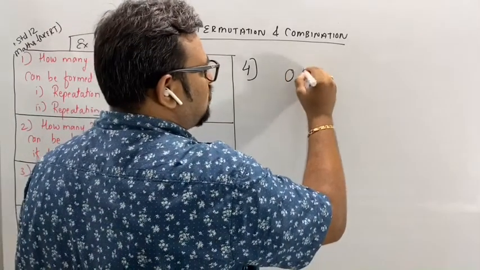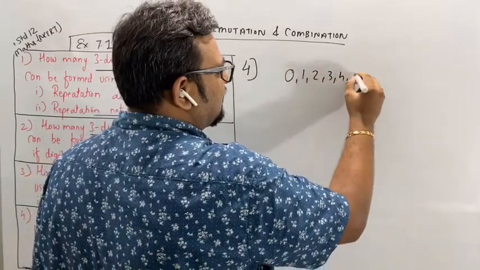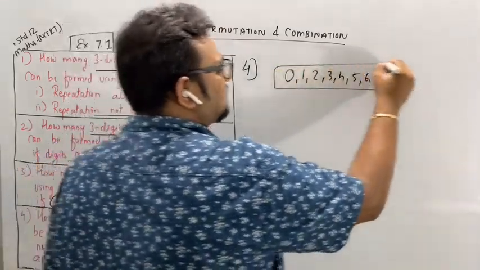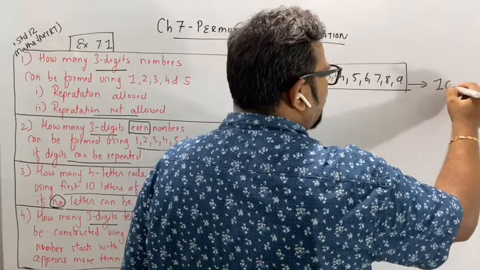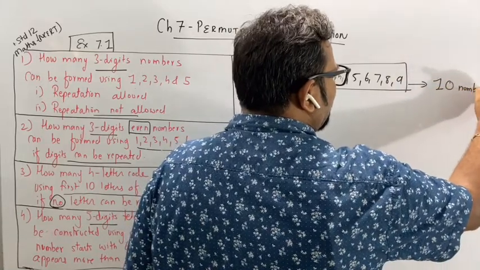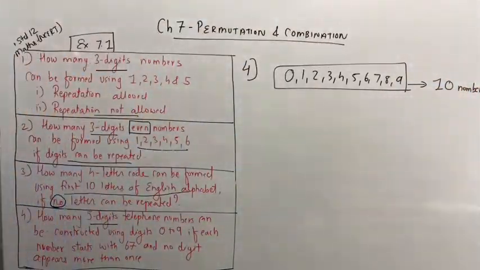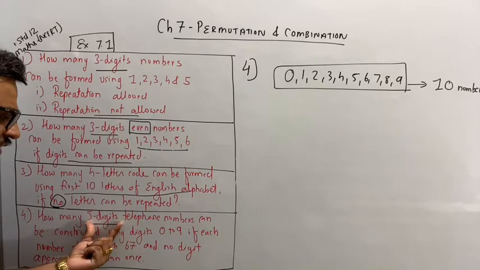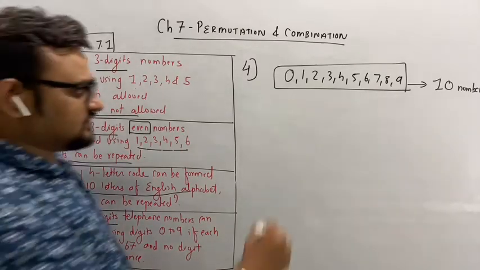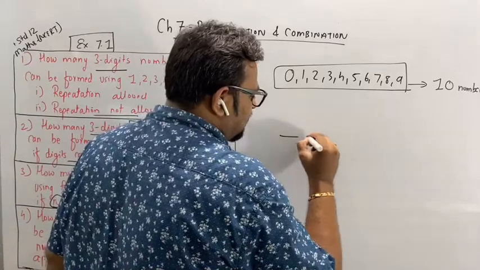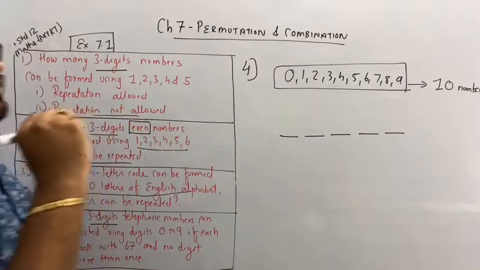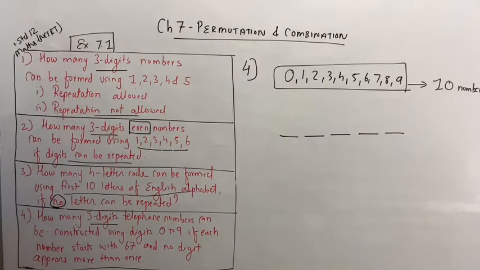That means 0, 1, 2, 3. So how many numbers do I have? 10 numbers. I have 10 numbers from 0, 1, 2 up to 9. How many digit telephone numbers do I want? 5 digits. One, two, three, four, five. Now there are five digit telephone numbers.